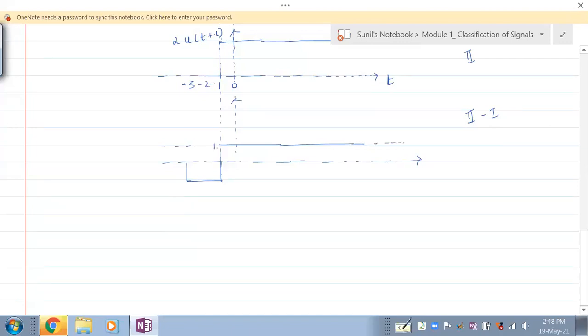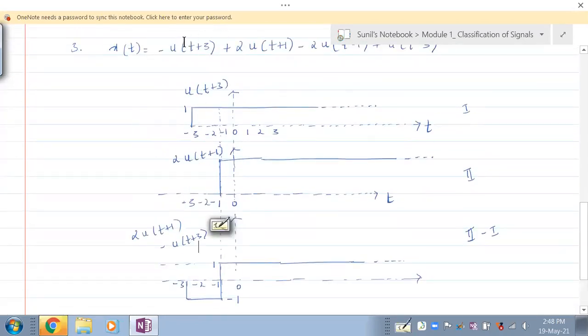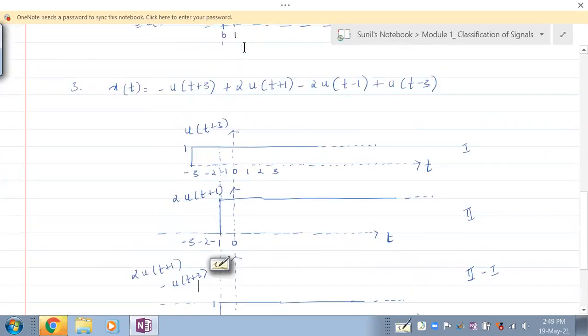So this is 1, this is -1, this is 0, this is -1, this is -3, -2, and what is this signal? This signal is 2u of t plus 1 minus u of t plus 3. So we have got the result by performing operations on the first two signals here. Then from the resulting signal, we have to subtract 2u of t minus 1.